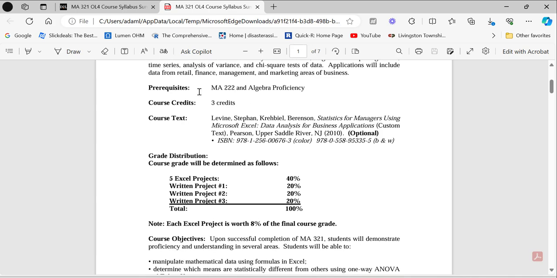Okay. The prerequisite for this course is MA 222 and algebra proficiency. And this course has 3 credits, and this is the recommended textbook. It's optional because I already posted a PDF file, so you don't have to get a hard copy of the textbook.